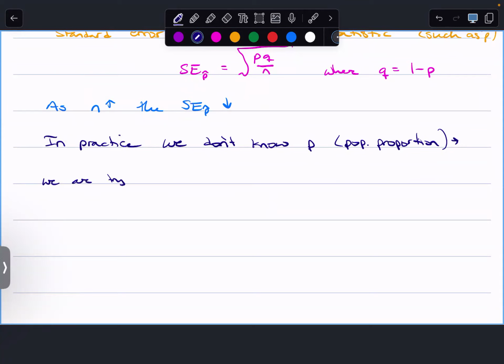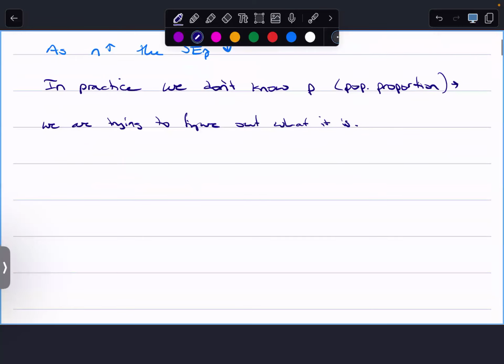We are trying to figure out what it is. That becomes a problem though, because the standard error uses this P, right? And so what do we do? We use our best guess at what P might be.